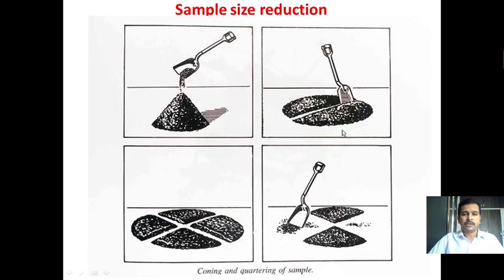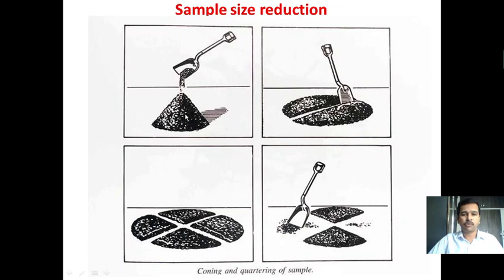Then you cut these 2 equal halves into 4 equal quarters. So this is into halves, here into quarters. 4 equal quarters you have obtained. You ignore the 2 opposite quarters which are diagonal in nature. So in the last step, 2 opposite quarters have been omitted and the other 2 opposite quarters are subjected to the next step, that is coning again.